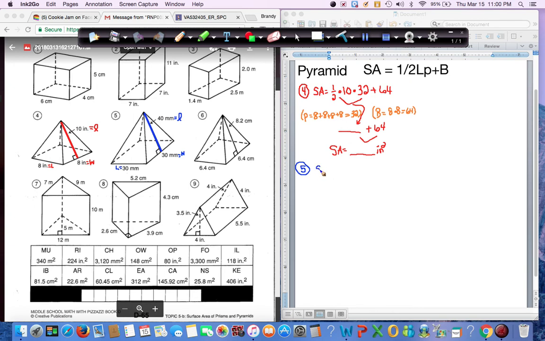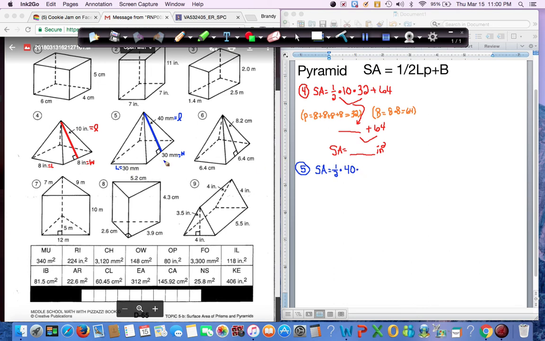So surface area is going to equal 1/2, and it's half because we're dealing with triangles, times our slant length, which is 40. And now we're going to add up the perimeter of our square so we can get all 4 triangles done.